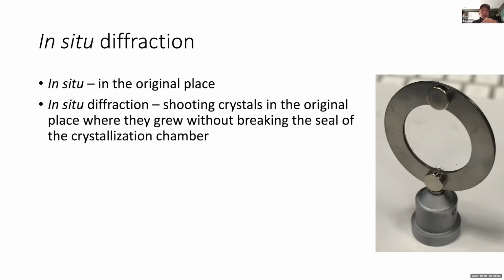Once you break the seal of the crystallization chamber, it's no longer in situ anymore. At the most, you can call it a quasi in situ. But this is the device in the general format. It's like this. The hardware already changed. I will show you later.